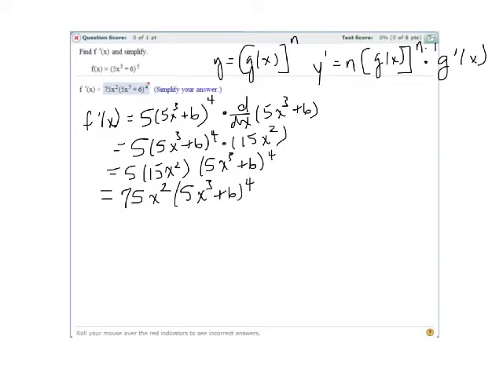And again, notice I could multiply the 5 and the 15x squared because for 15x squared, there was no additional exponent outside the parentheses there. It was just a single 15x squared. So those can be multiplied. But note, I cannot then take and multiply the 75x squared into the 5x cubed plus 6 because I'm not just multiplying by 5x cubed plus 6, I'm actually multiplying by 4 of those. So it's not going to work. The distributive property does not work when we have a quantity raised to an exponent like 5x cubed plus 6 is.